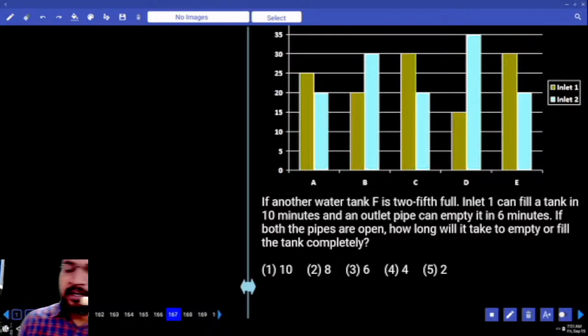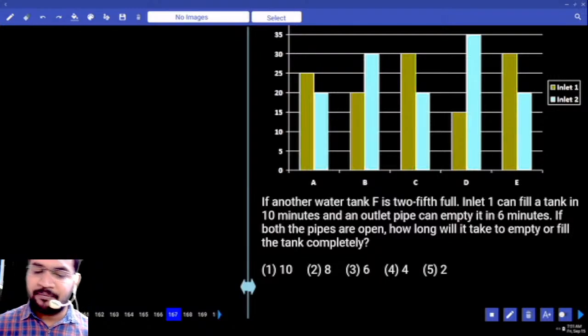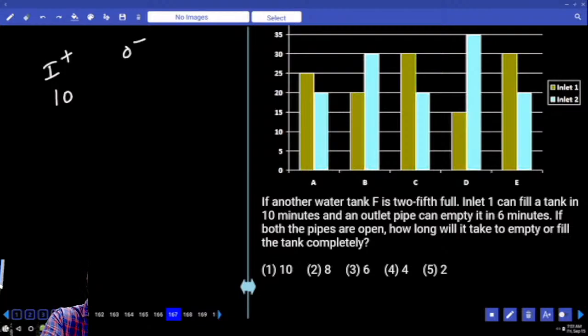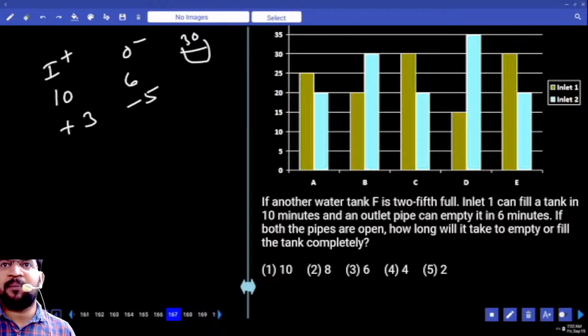If another water tank F, here up to V they gave, but they are asking about F. If water tank F is 2/5 full, inlet 1 can fill the tank in 10 minutes. Another outlet pipe can empty it in 6 minutes. LCM is 30, so tank capacity is 30. 10 gives 3, hours plus 3. 6 gives 5, hours minus 5. Inlet pipe plus, outlet pipe minus. Are you clear?